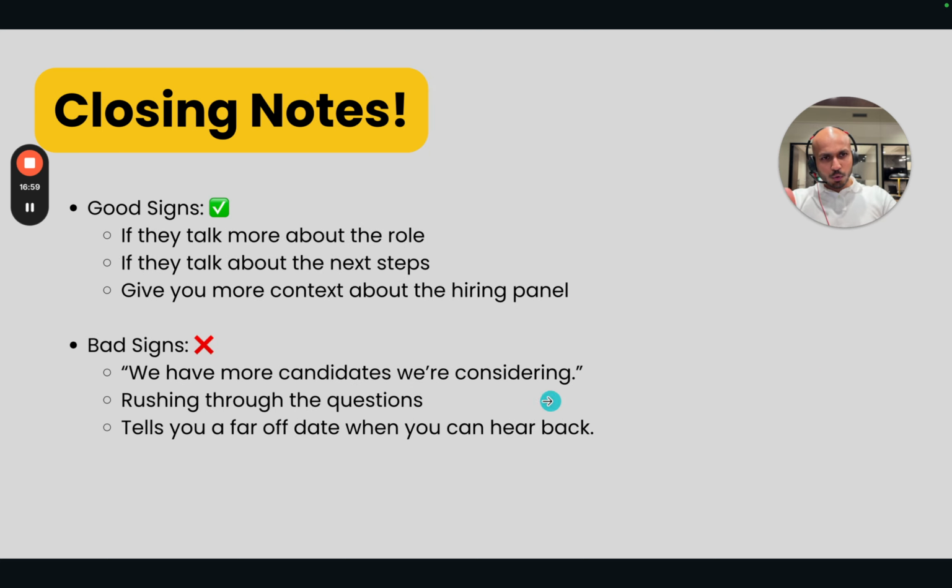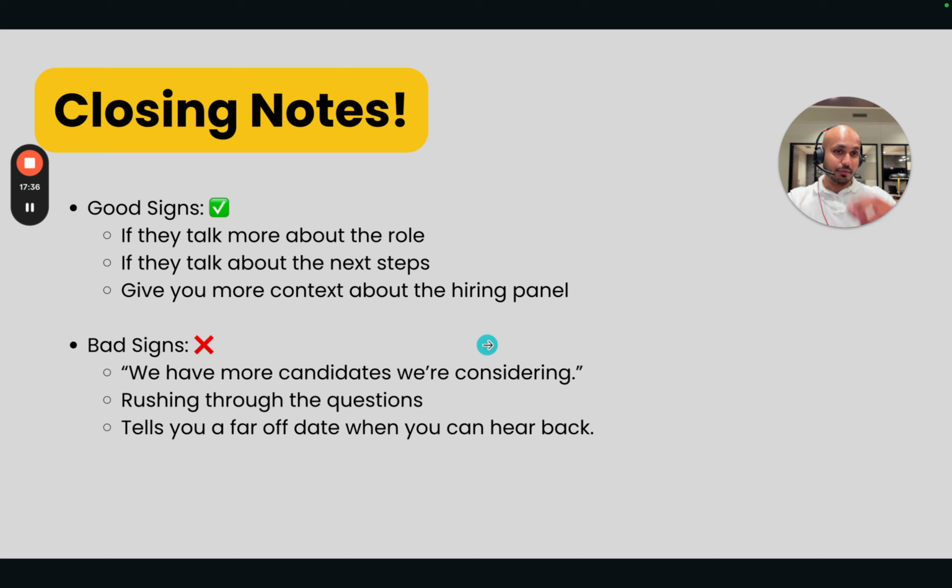Now, closing notes. What are some of the signs that a recruiter likes you? If they are talking more about the role with you, if they are taking initiative in terms of educating you about the role, that's usually a really good sign, right? If they talk about next steps, hey, the hiring manager is going to reach out to you on Monday, this and that, that's a good sign, right? Or they start giving you more context about the hiring panel. So you're going to talk to this person, you're likely going to talk to that person, right? Without you asking, they give you more context, share more information, then that's usually a good sign.